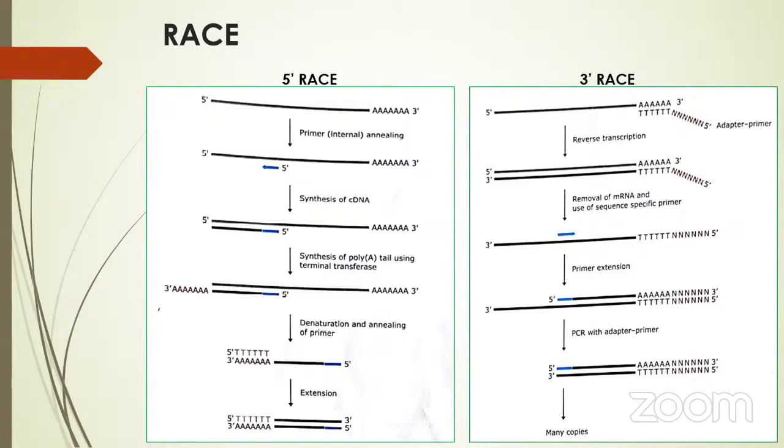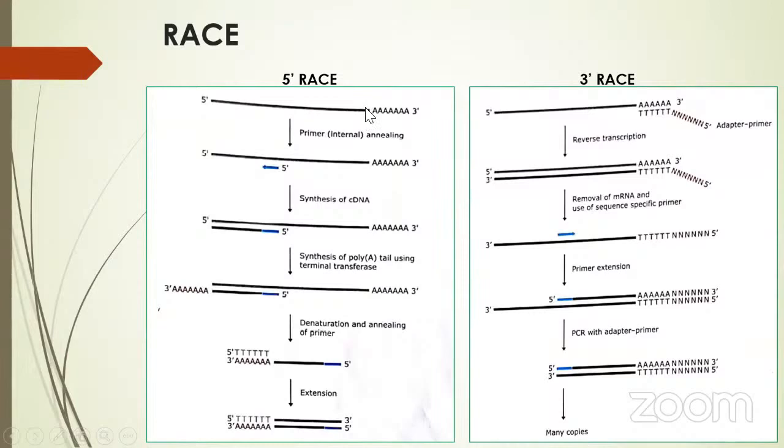As the name suggests, this is very easy to remember: when you have to identify the 5' and 3' sequence, you don't know the end sequence. You have sequence information of only the intermediate region, but you don't know the end sequence. So for that reason, we can go for RACE.